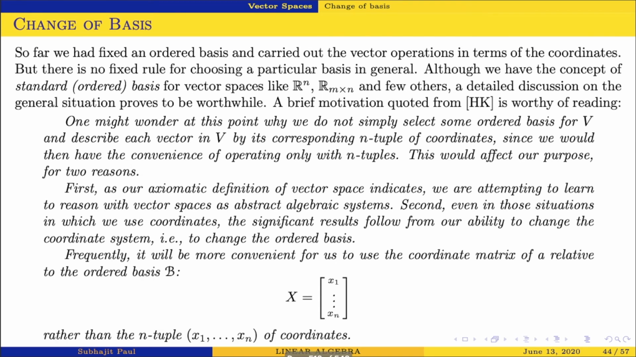Frequently, it will be more convenient for us to use the coordinate matrix of a vector relative to the ordered basis B, that is, x equals the column matrix x1, x2 up to xn, rather than the n-tuple x1 to xn of coordinates. Now, one thing, let me tell you very informally, that this column vector is actually the way we should be writing coordinates.